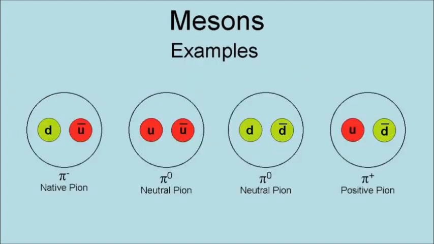You have a negative pion, which consists of a down quark and an anti-up quark. You have two neutral pions, one of which consists of an up quark and anti-up quark. The other consists of a down quark and anti-down quark. And you have a positive pion, which consists of an up quark and an anti-down quark.